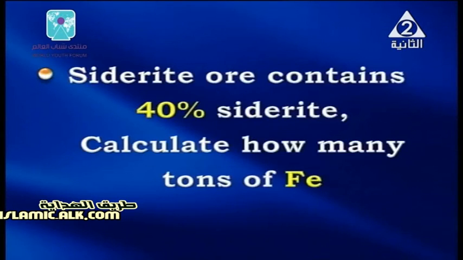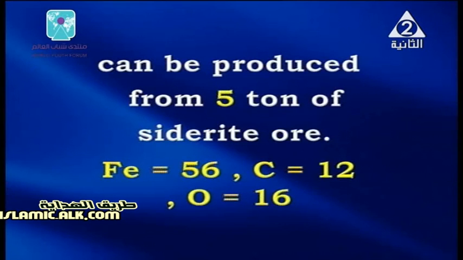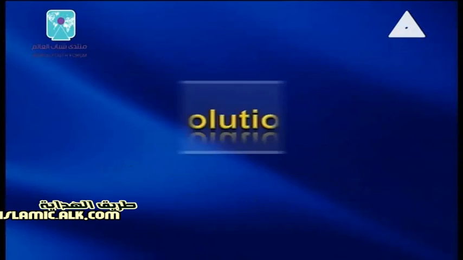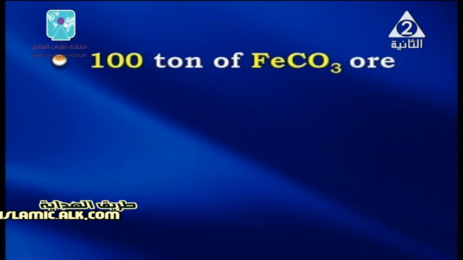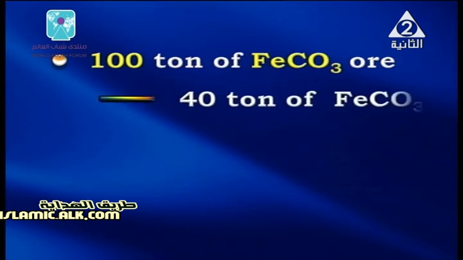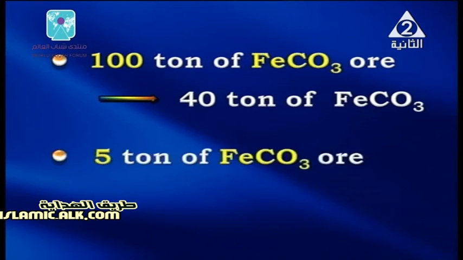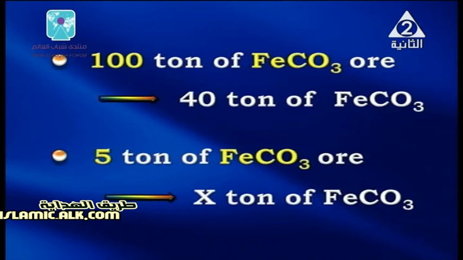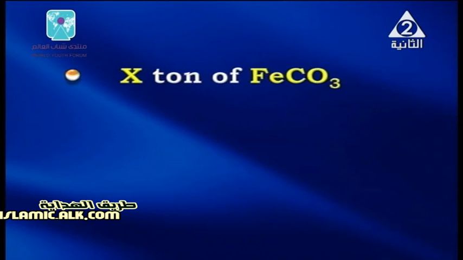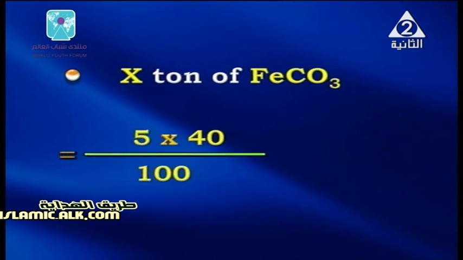Another example, siderite ore contains 40% siderite. Calculate how many tons of iron can be produced from 5 tons of siderite ore, where the atomic mass of iron equals 56, carbon equals 12, oxygen equals 16. Solution: for every 100 tons of iron 2 carbonate ore, it contains 40 tons of iron 2 carbonate. So for 5 tons of iron 2 carbonate ore contains X ton of iron 2 carbonate. So X ton of iron 2 carbonate will equal 5 times 40 over 100 equals 2 ton.